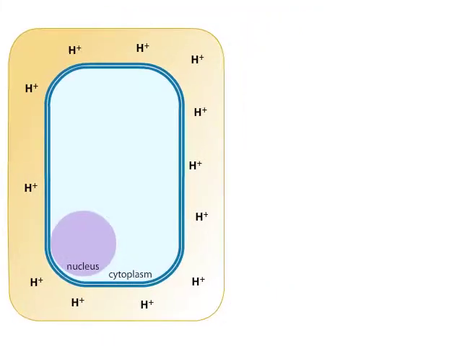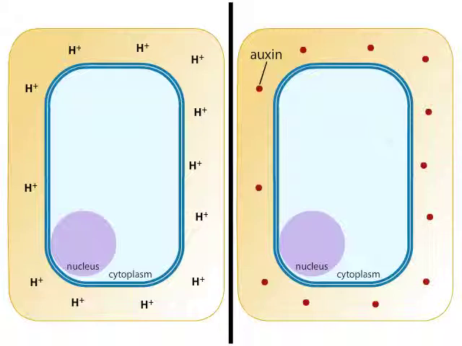Additionally, treating shoot segments with auxin increased the hydrogen ion concentration in the growth medium. These results suggested that auxin might loosen the cell wall by causing the release of hydrogen ions from cells, thereby decreasing the pH in the cell walls.